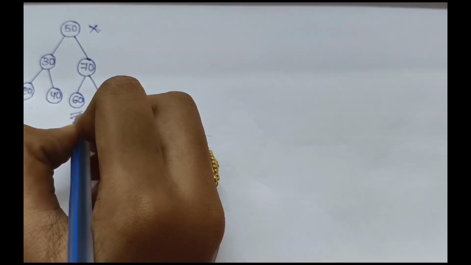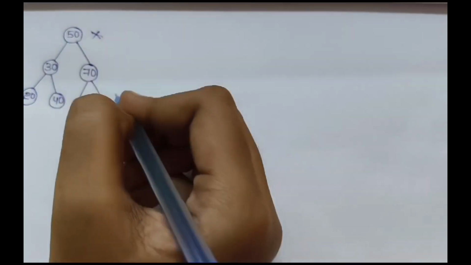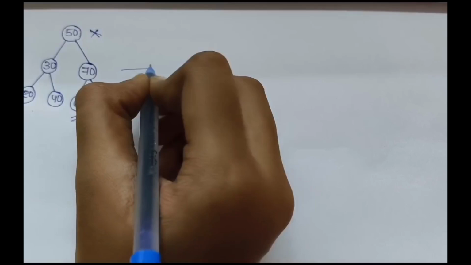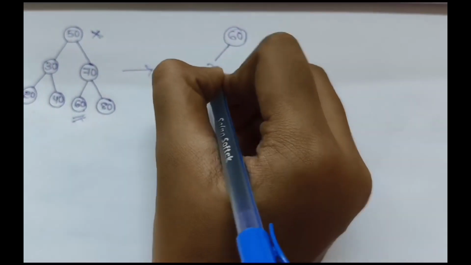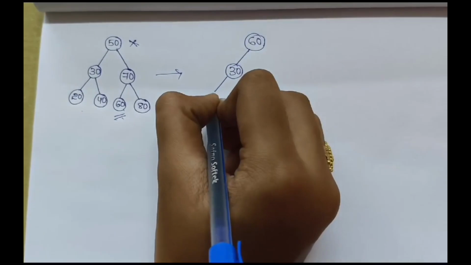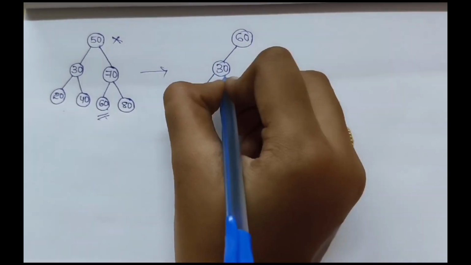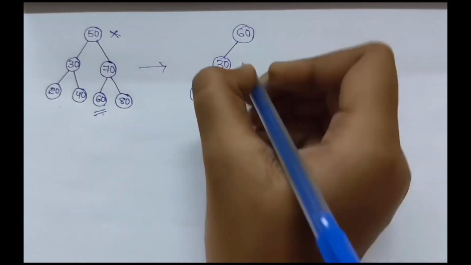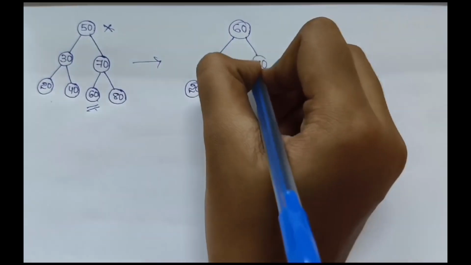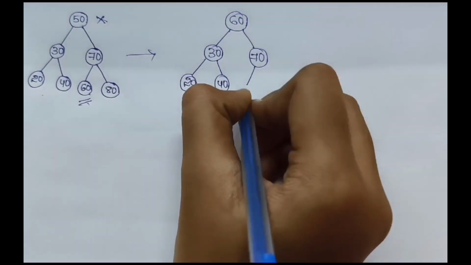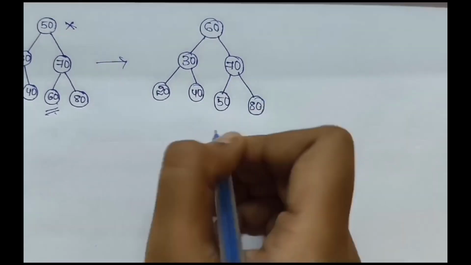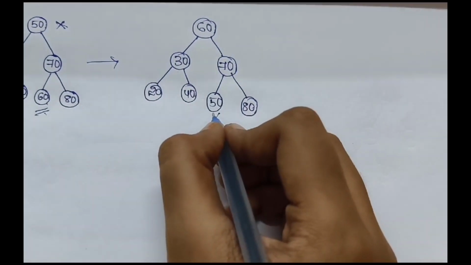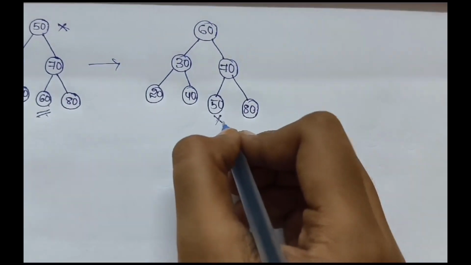So we replace 50 with 60. We get 60, 30, 20, 40, 70, 50, 80. Here the 50 we consider to delete.